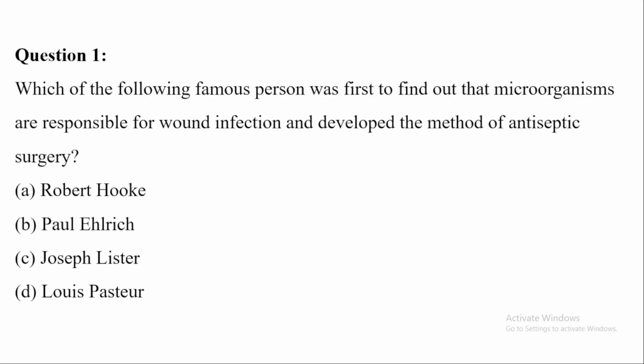So the first question in this session is: which of the following famous persons was first to find out that microorganisms are responsible for wound infection and developed the method of antiseptic surgery? The options are Robert Hooke, Paul Ehrlich, Joseph Lister, and Louis Pasteur.